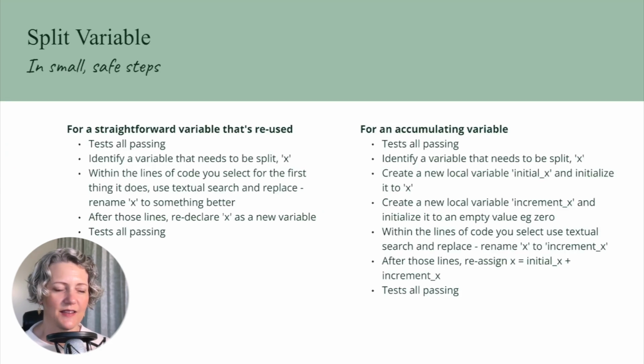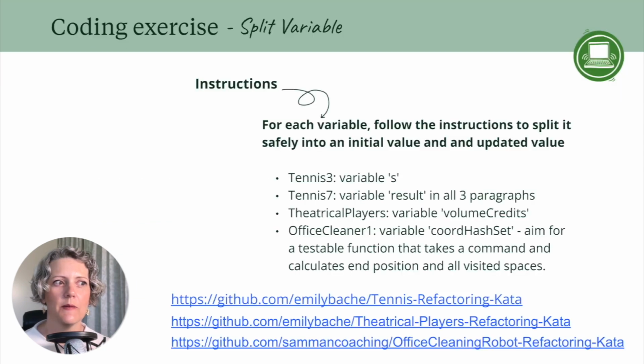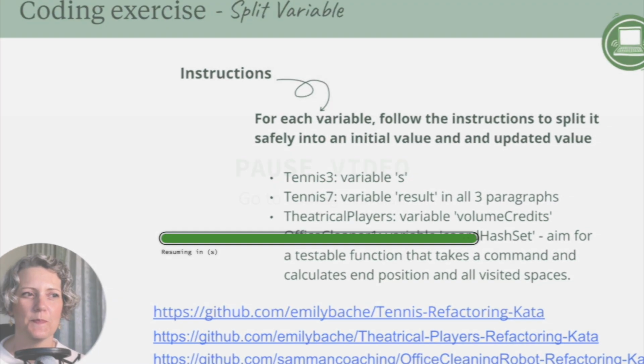I've written down here the steps, the safe steps for each one of these refactorings. The better you have proper steps to do it in, the less likely you are to make a mistake. So do refer to these instructions for those three situations. But otherwise, I want you to get stuck in. Start with tennis 3, it's a fairly easy one. And then you can get on to tennis 7, theatrical players, the first example I showed, and then office cleaner 1.